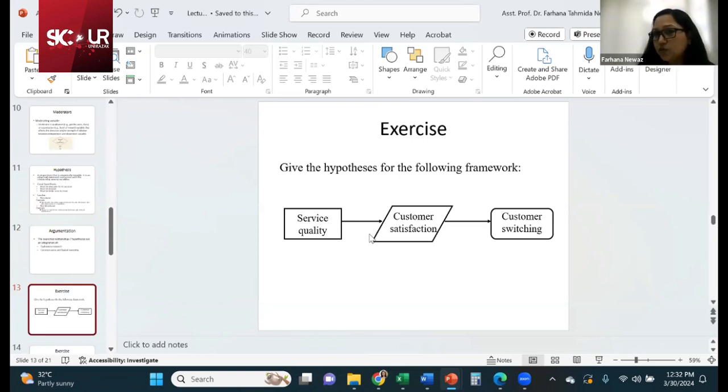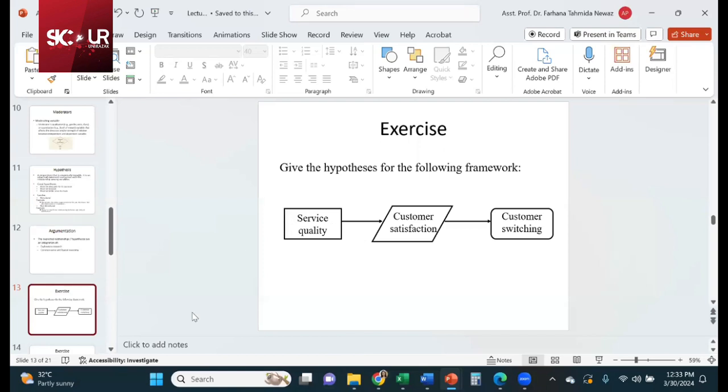Okay, so just to make sure, if you just do it, then you will get the idea of how to write down the hypothesis. Suppose this is just an example of a conceptual model or a theoretical model. How many variables are here? Three. How many arrows are here? Two. How many hypotheses then? Two hypotheses. Okay, then write down the hypothesis for me.